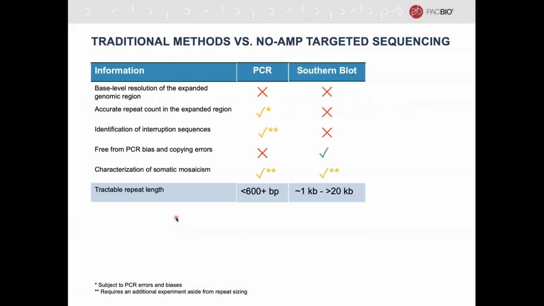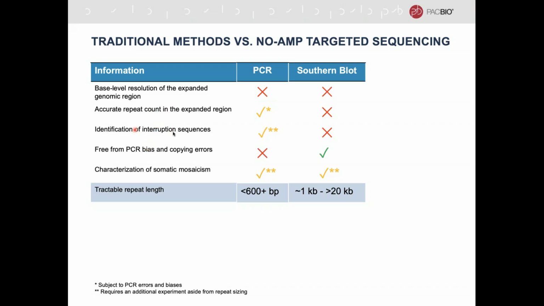So let's look at the traditional methods that are usually used for looking at repeat expansion disorders. So really it is PCR and Southern blot that are mainly used. PCR usually is used for anything around 600 base pairs, whereas Southern blot is used for the larger expansions. With PCR, although you can get a repeat count, since it is amplification, there's still a chance for PCR bias and copying errors.